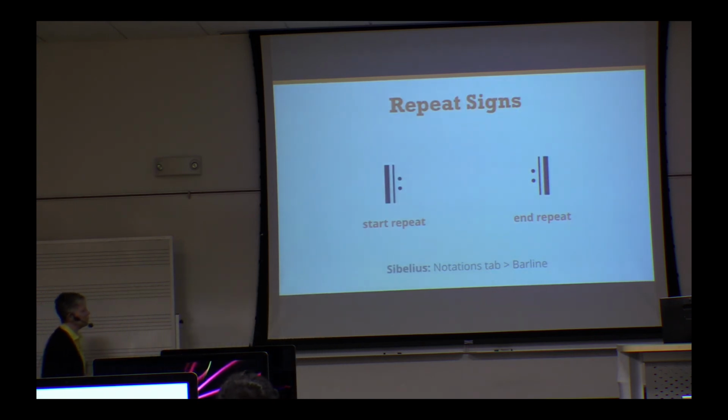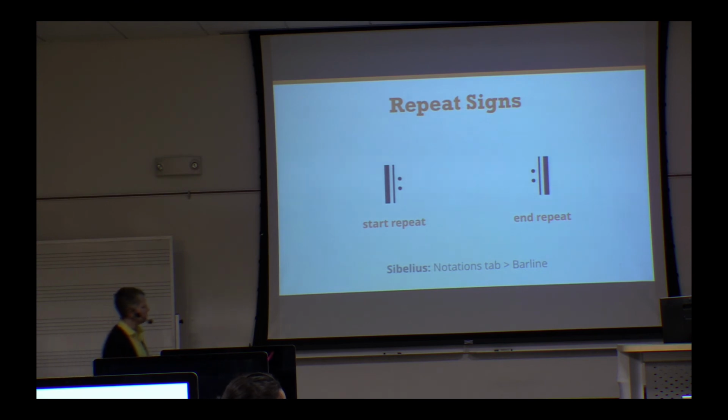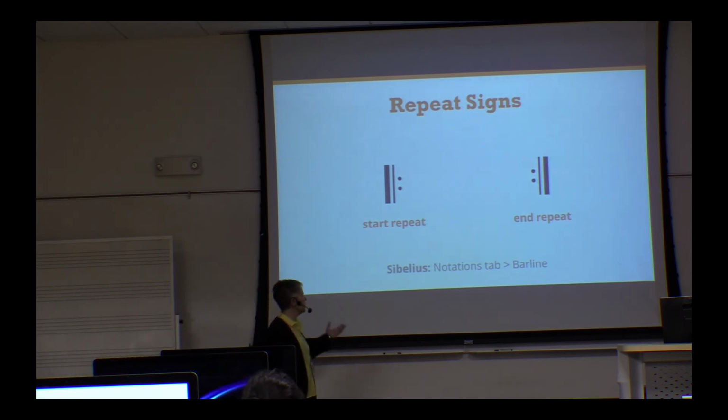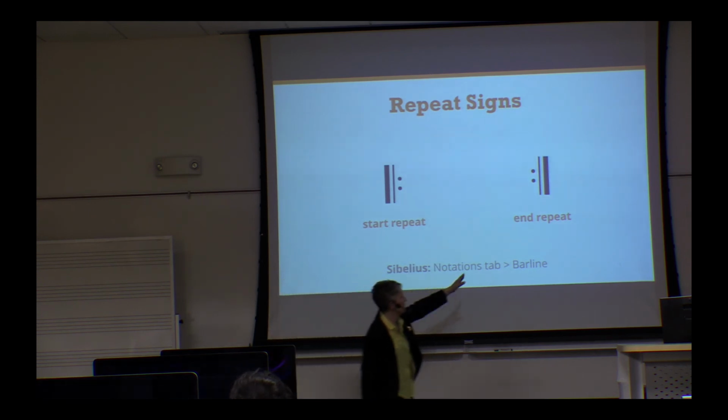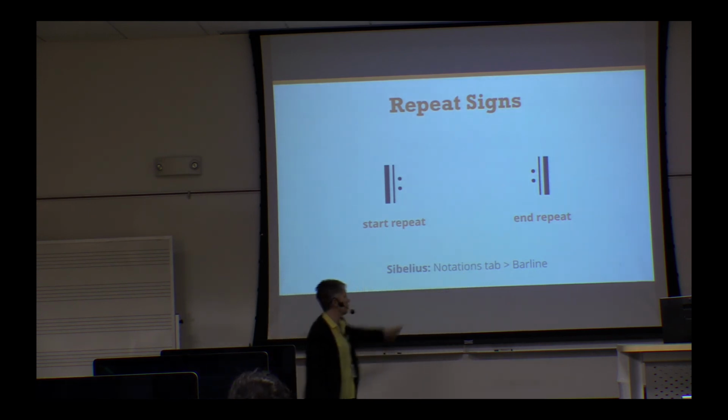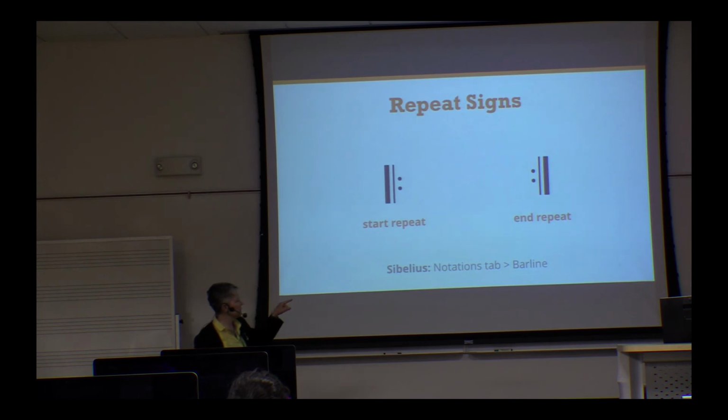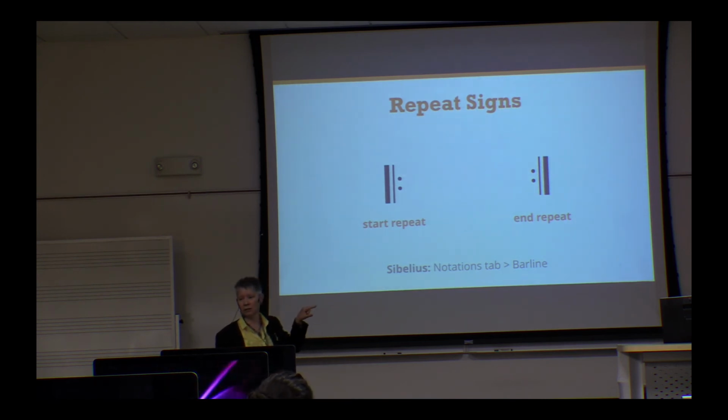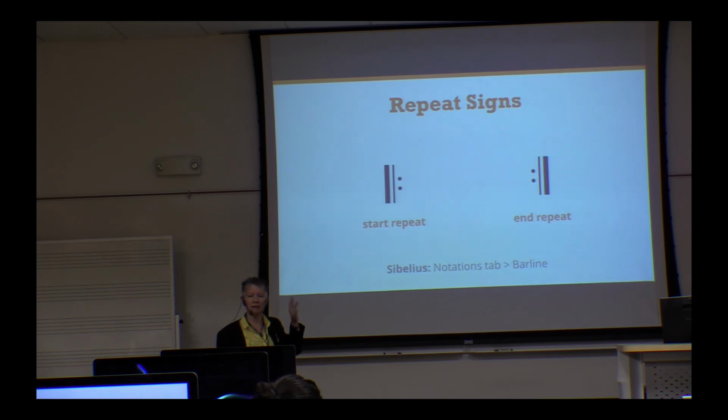So repeat signs, you guys are all familiar with these, I am sure. Repeat signs take a section and simply tell you to repeat it. It's pretty obvious. This is the start repeat sign, obviously. That's the end repeat sign, of course. In Sibelius, it's under the notations tab in bar lines. And I only make a fuss about that because it's helpful for you to know to use Sibelius properly.